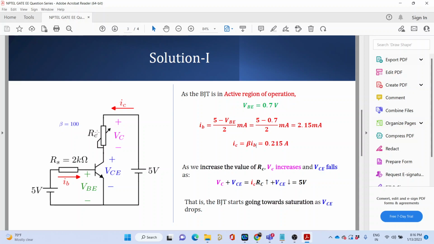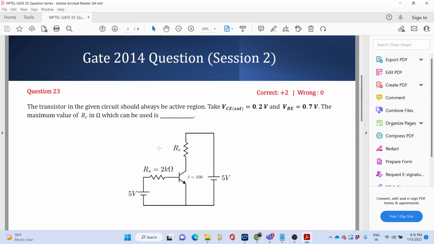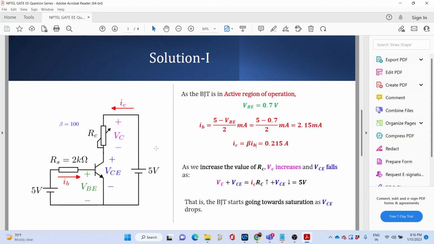So let us first assume that it is in the active region. In active region, let me give you one thing to solve. Let me say that IC is 0.215 ampere, which you have already found out. Now say this RC is 200 kilo ohm. Can you tell me what VC would be?